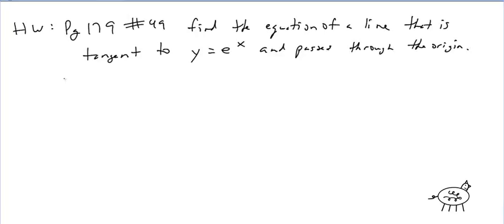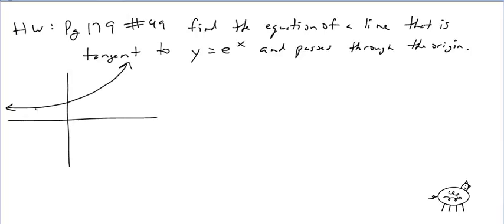Okay, this is kind of a cool problem. If I make a quick sketch here, this is basically what e to the x looks like, something like that, right? It's an exponential function. The equation I'm looking for passes through the origin, which of course is 0, 0, and some other point here. It's got to be tangent to it. That's what your line looks like.